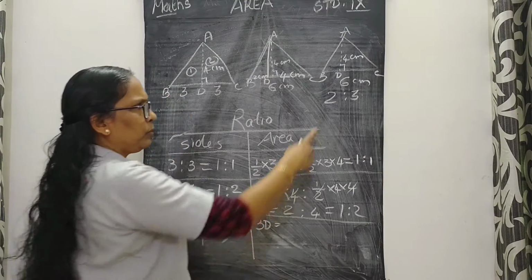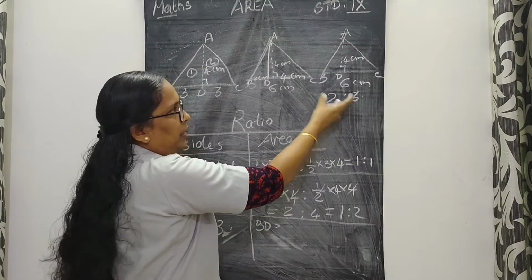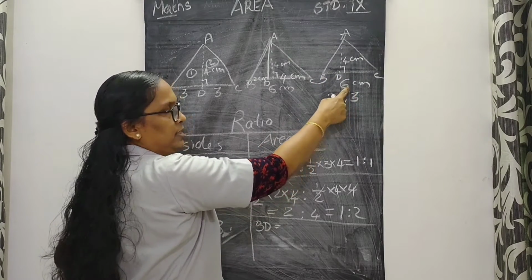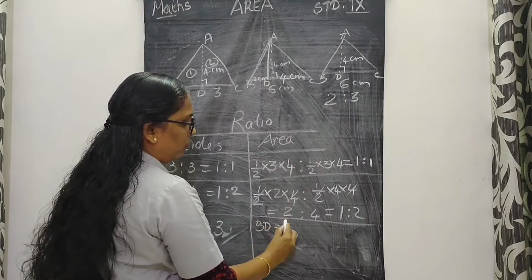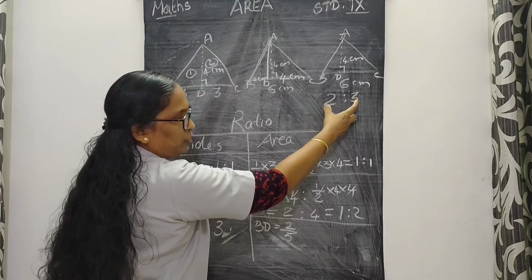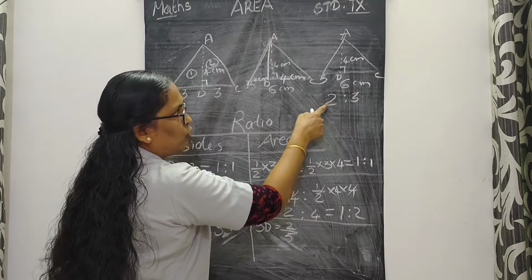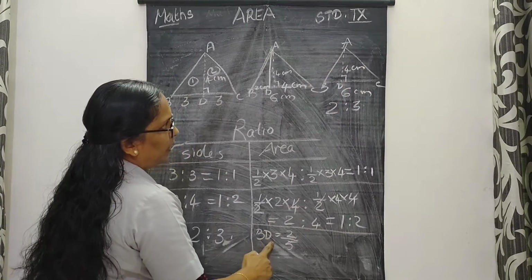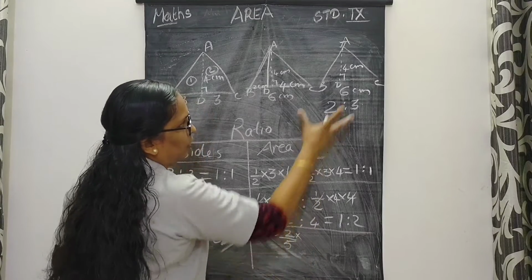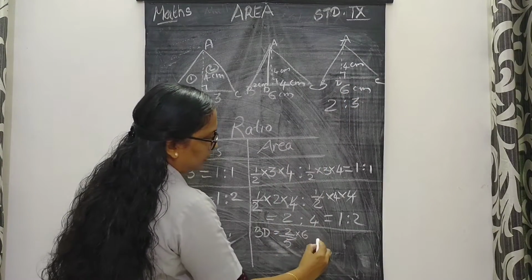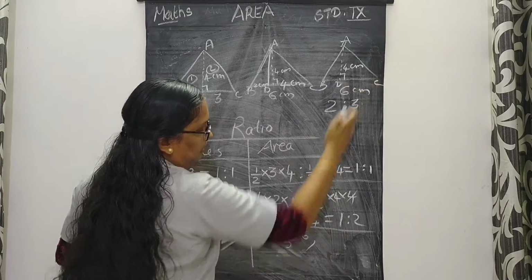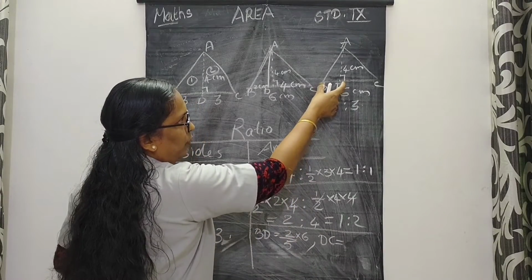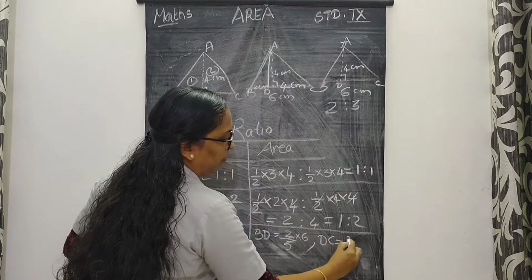BD equal to, the ratio is 2:3. That is, BD is 2 out of 5 of 6 centimeter. It is divided in the ratio 2:3. That means out of 5, 2 parts is here, and out of 5, 3 parts is here. So BD equals 2/5 of the total length 6 centimeter. And DC, the second base, what is it? Here it is 2/5, so what will be here? It is 3/5 of 6.